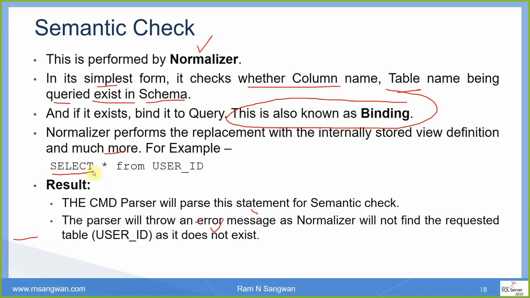For example, when we say select star from user ID. Select star is not a column; star refers to specific individual columns. So here the CMD parser will parse the statement for the semantic check. The parser will throw an error message as the normalizer will not find the requested table user ID if it does not exist. This is just an example, for the case where the table does not exist.